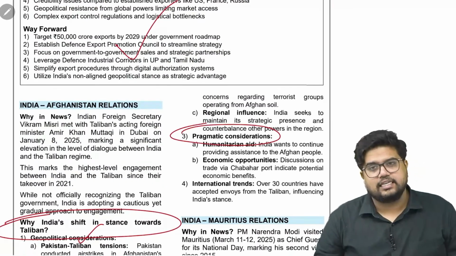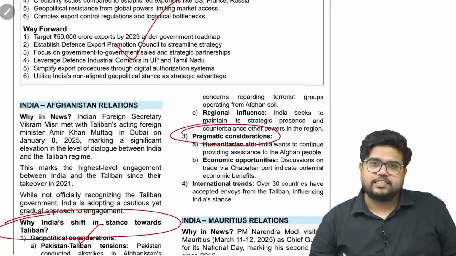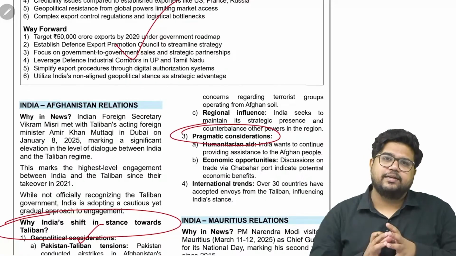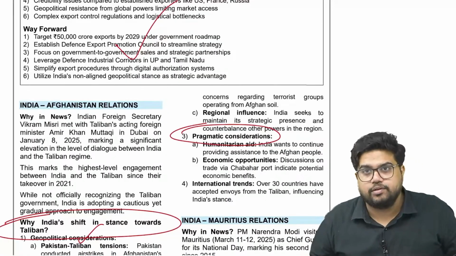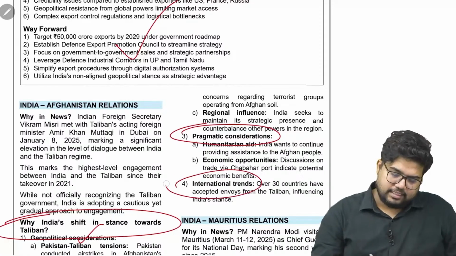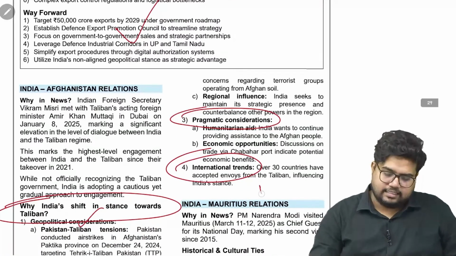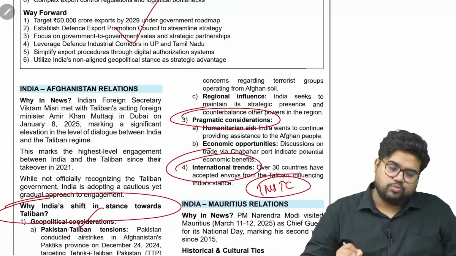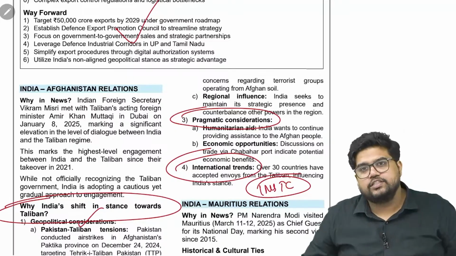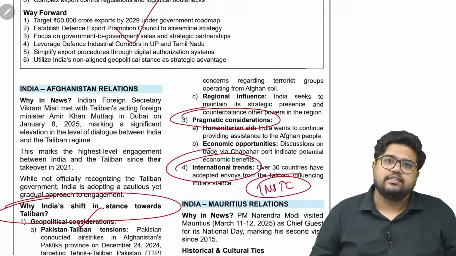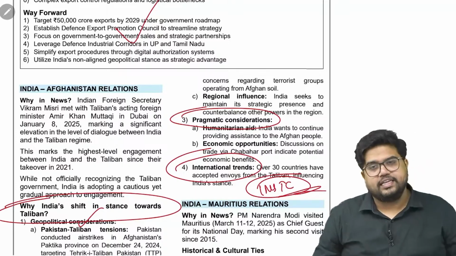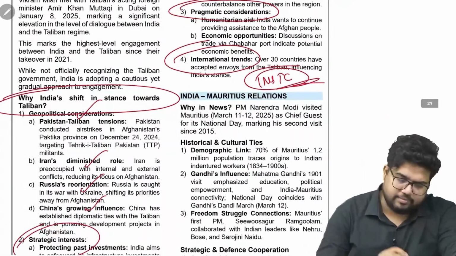Pragmatic considerations, again, pragmatism is a defining feature of India's foreign policy in the current times. International trade interest, INSTC, which passes through this, where Afghanistan has a critical role to play. So all these aspects you can get information on.